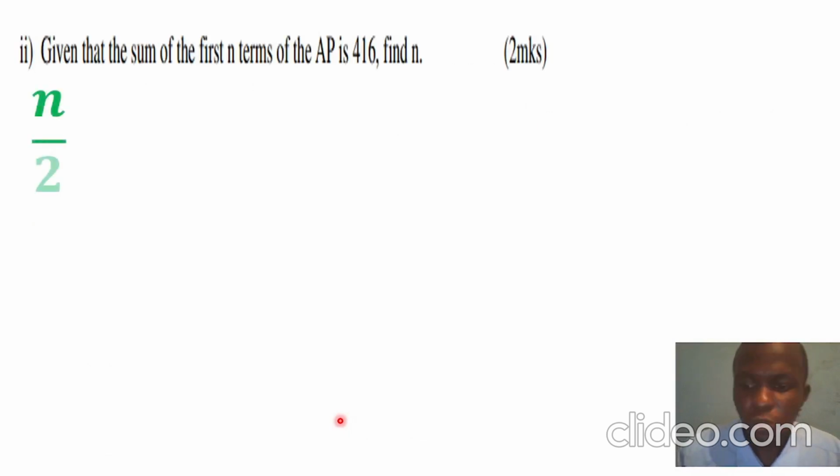Now let us go to the second part of the problem. Given that the sum of the first n terms of the AP is 416, find n. Now here, we are given what and what? We are given the sum. We are supposed to use the common difference that has been provided to get n. How are we going to go about it?